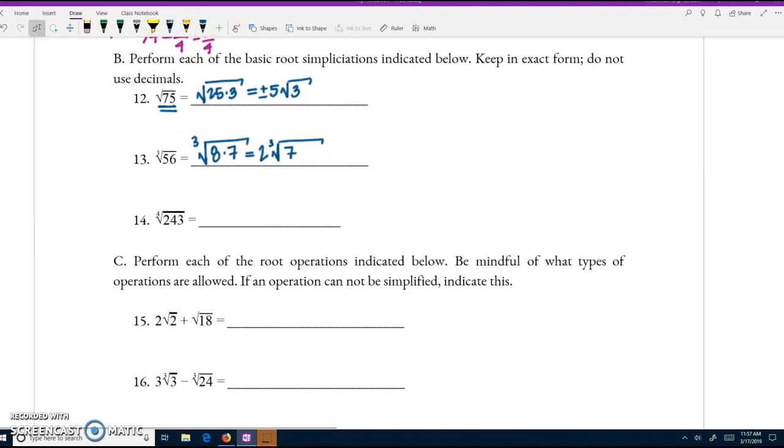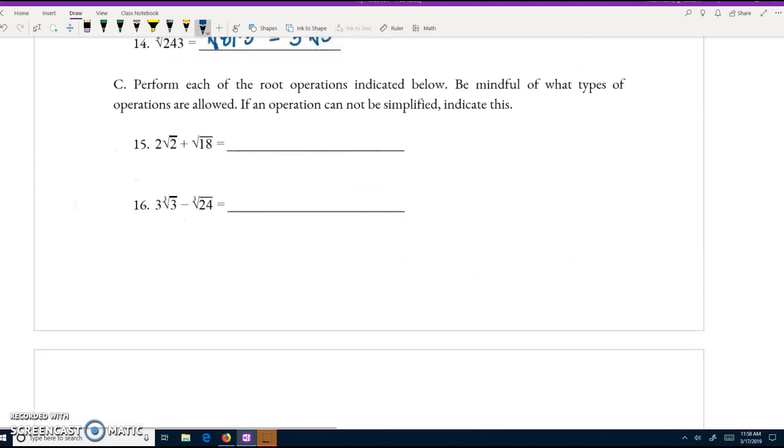Last one, the fourth root of 243. I want to check my quartic values and see what divides into 243. And the value that I find is 81. So if I do 81 times 3, that would give me 243. 81 is a perfect quartic value because it's 3 raised to the fourth. So I'm going to be left with 3 times the fourth root of 3. And that's our final answer there.